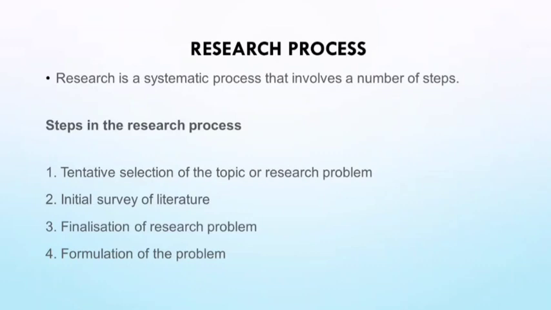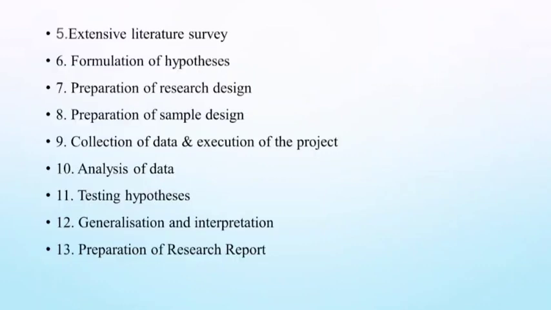Steps in the research process are a tentative selection of the topic or a research problem. Secondly, initial survey of literature. Thirdly, finalization of research problem. Fourth one, formulation of the problem. Next is intensive literature survey.